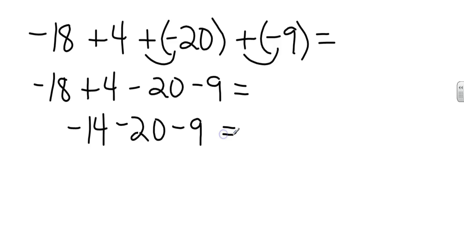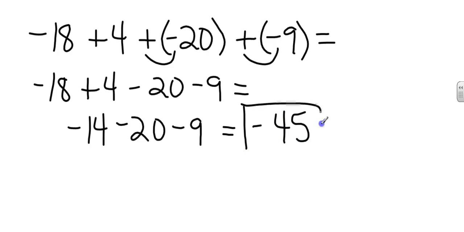Now I'm going to show you a little trick here. They are all negative, which means I lose 14, I lose 20, I lose 9. My answer is going to be negative because I've lost three times in a row. There's no way I can be on the positive side. So now I'm going to take my 14 and 20 and add them together. That's going to give me 34. And then I'm also going to add the 9. That's going to give me 45.